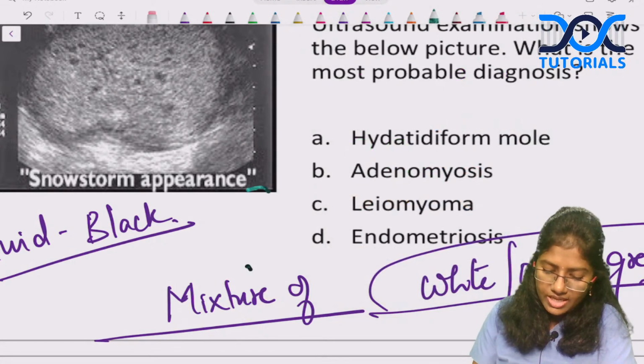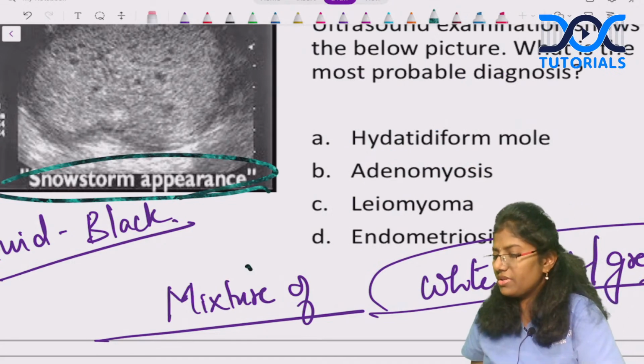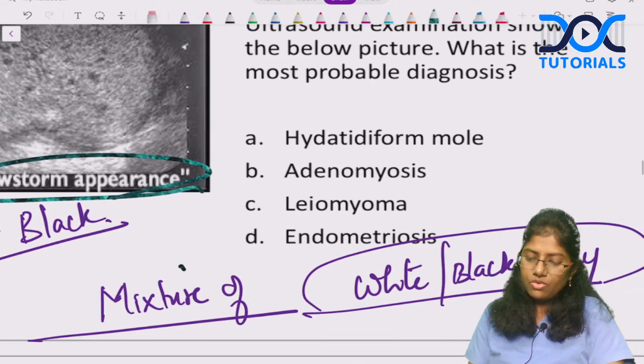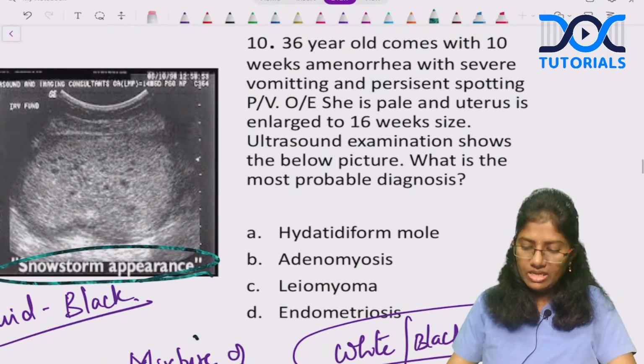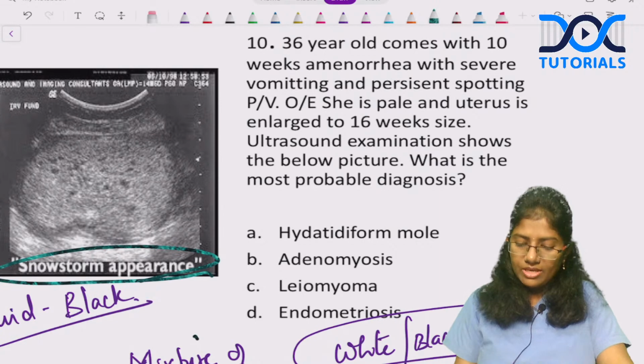Okay, this is what is called snowstorm appearance. Very, very important MCQ. This question is a very easy question. This question was there in the last FMGE exam again.